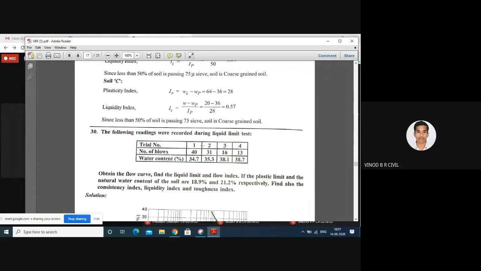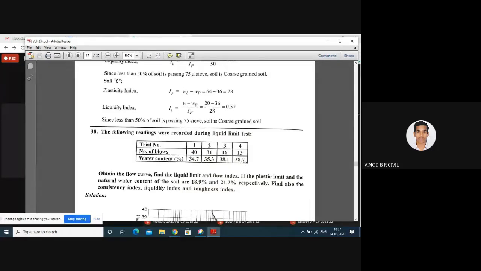For example, you have collected soil from the BMSIT campus. Your duty is to determine the liquid limit of that soil. You conduct the test with the help of the Casagrande apparatus. The number of blows are 40, 31, 16, 13. Water content is 34.7, 35.3, 38.1, 38.7.